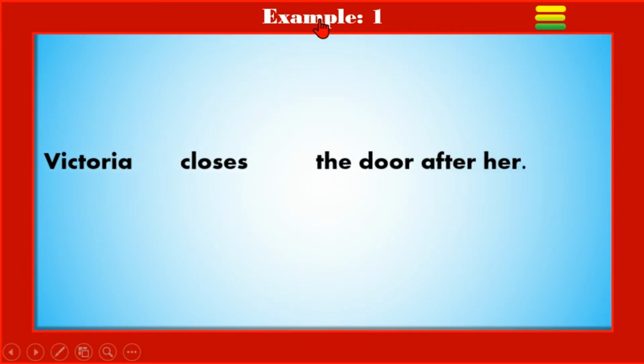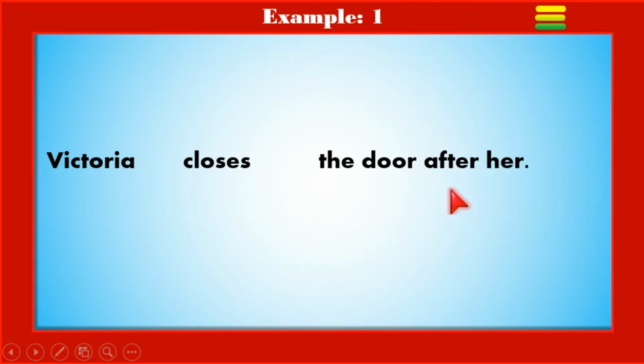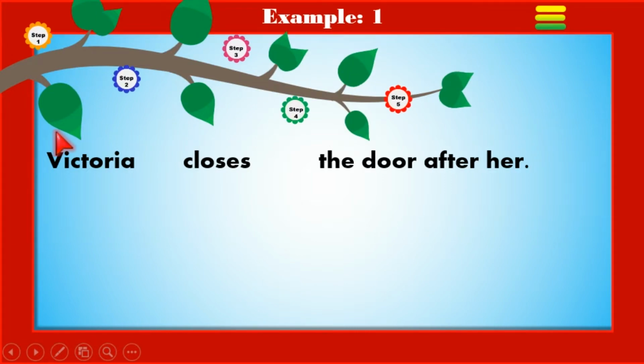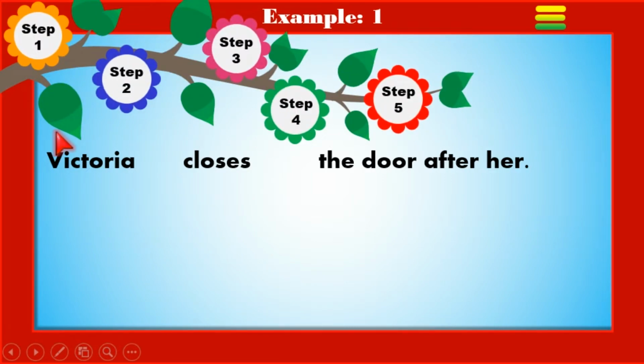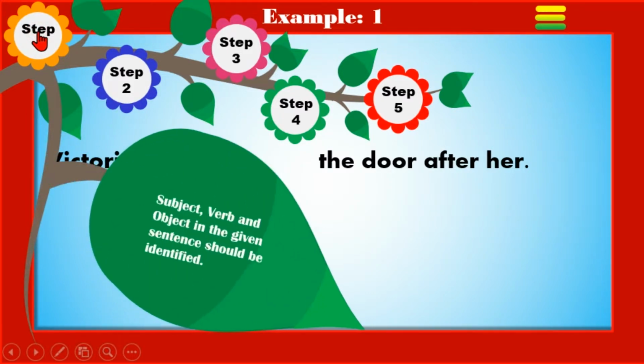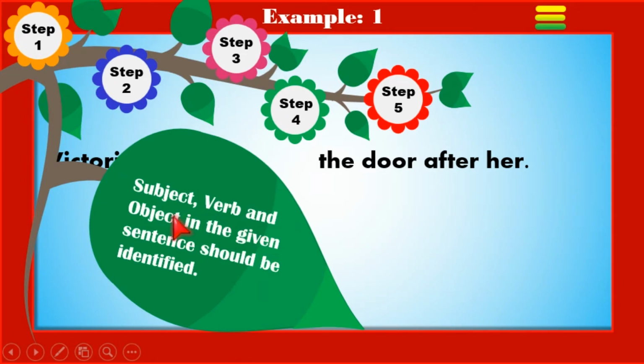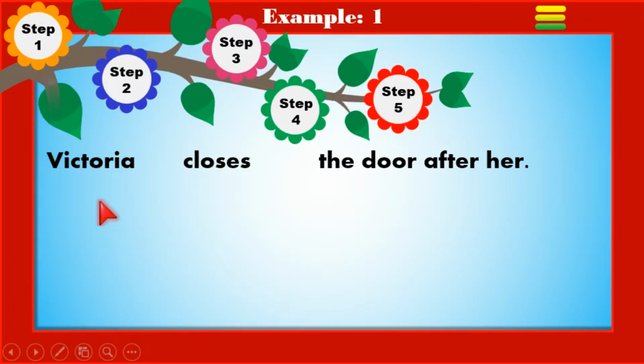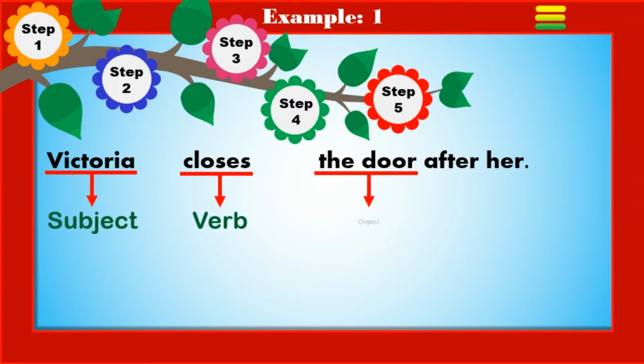Example number 1. Victoria closes the door after her. Already we have learned 5 steps. Step 1. The subject, verb, object in the given sentence should be identified. So here Victoria is the subject, closes is the verb, the door is the object, and after her is the remaining part of the sentence.